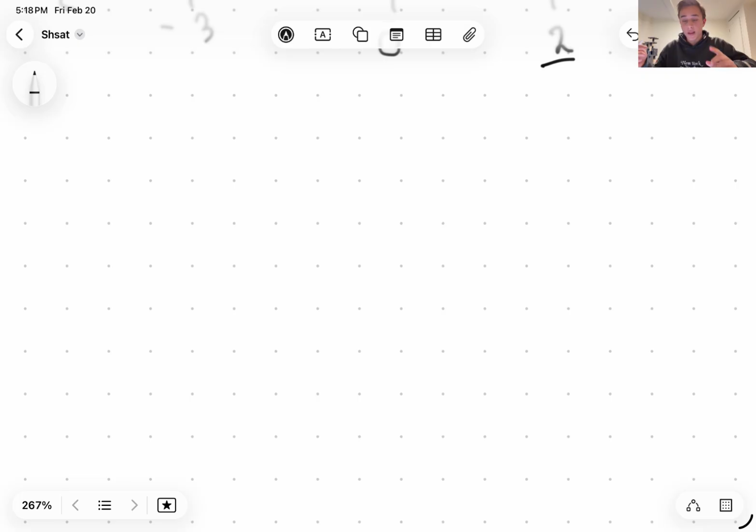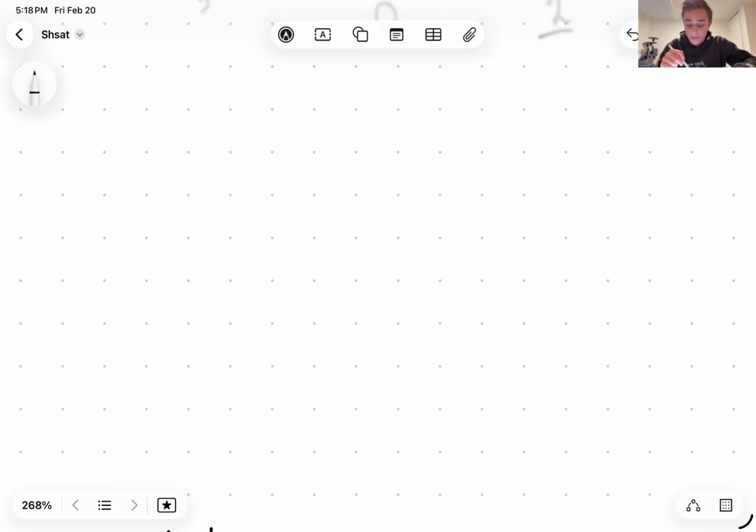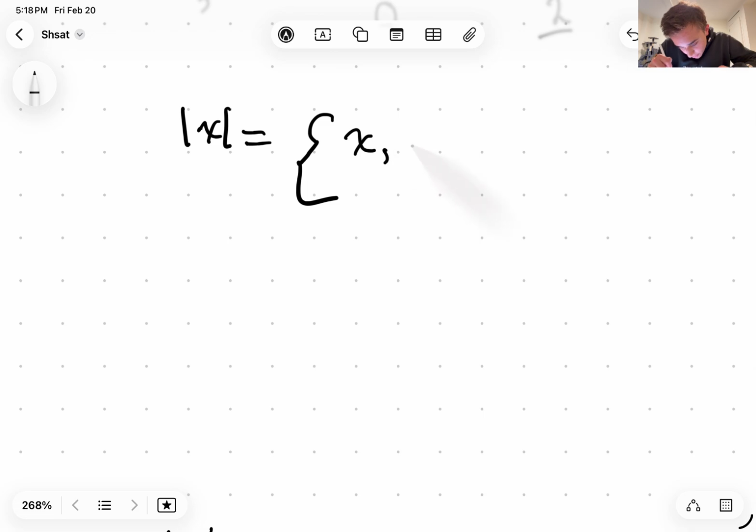Using this information, we can come up with a general formula for the absolute value of a number. The absolute value of a number x is equal to either x when x is greater than or equal to 0, because then the positive distance is the same as the number, because the number itself is positive, or it's equal to -x if x is less than 0, because a number like -3 is going to be 3 away from 0 on the number line, because negative distances don't make sense, they don't exist.